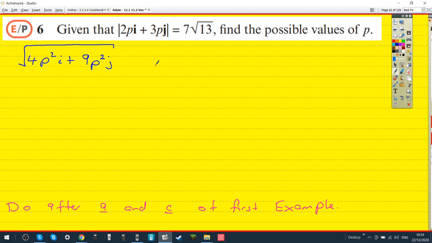I don't know what to do with you. You just said p squared for 1. Oh, I forgot the i and the j. Yeah, for 2 it's i and j, so different directions. So it's like x and y. You can't add them together.